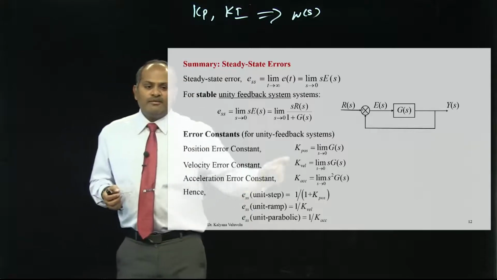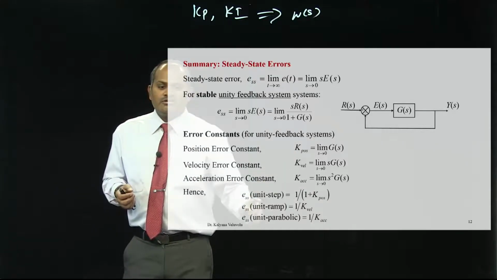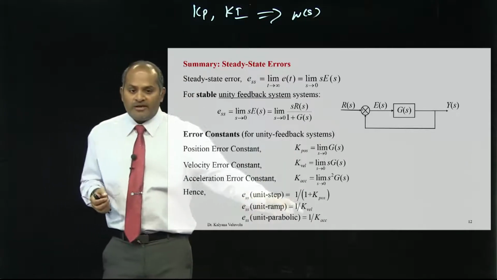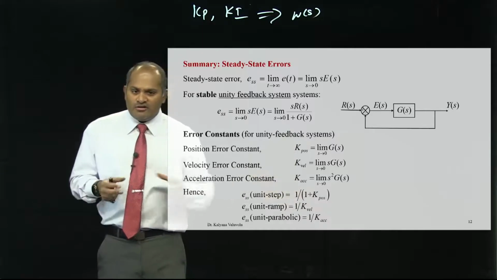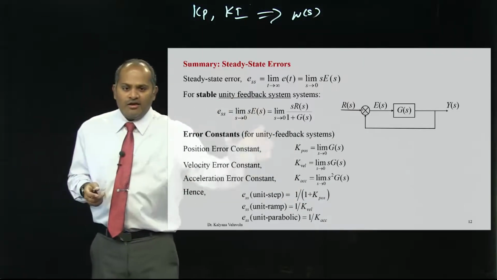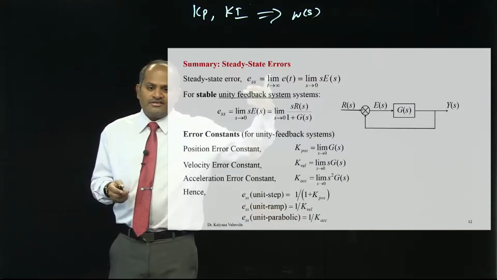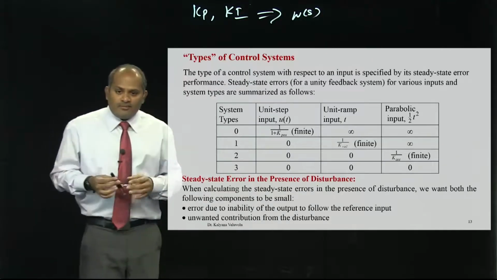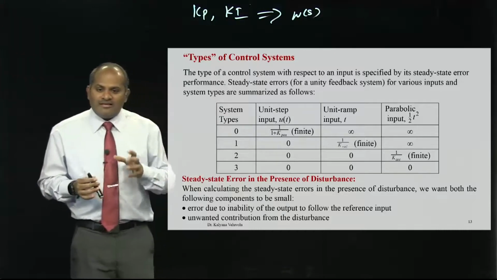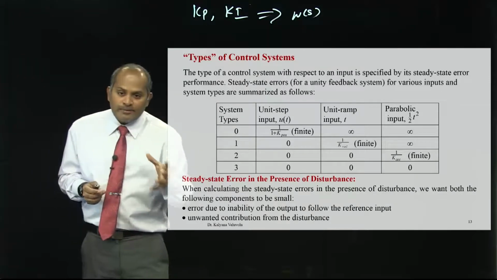Then, the error with respect to unit step is 1 by 1 plus K position, the error with unit ramp is 1 by K velocity, and the error with the unit parabolic is 1 by K acceleration. So, if you remember this one, it is very easy, and this slide to me is most important because it summarizes everything here.